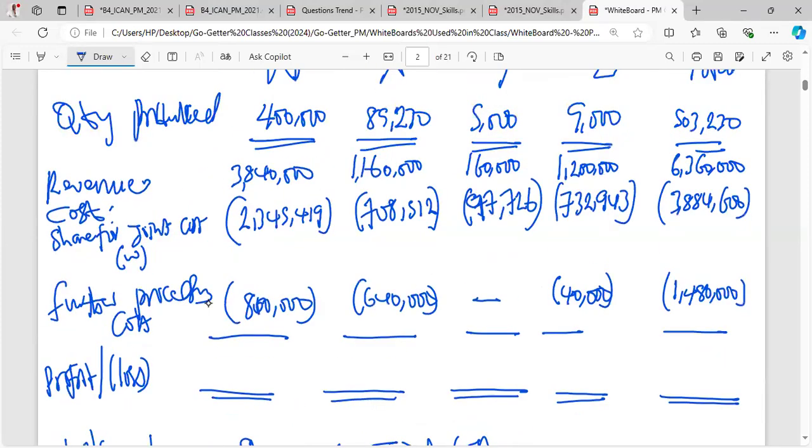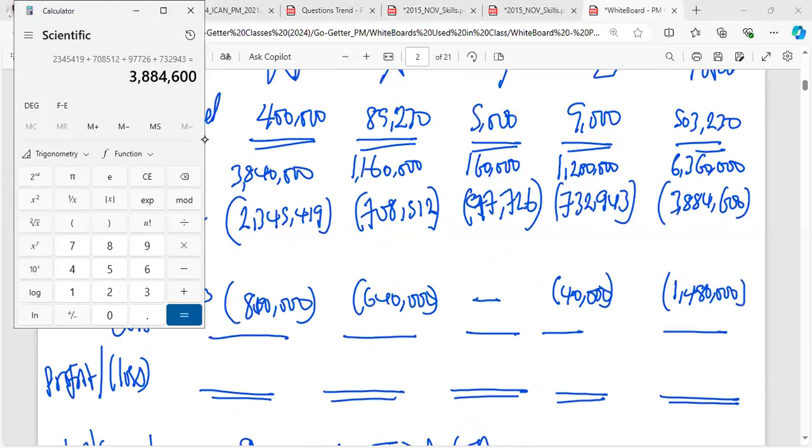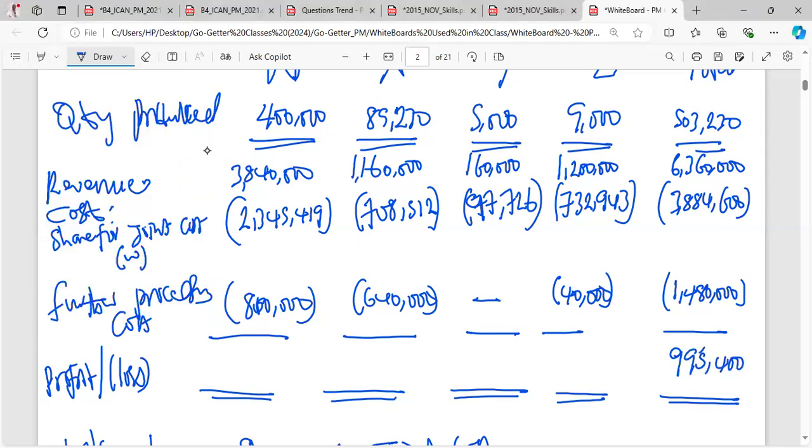Okay. I have this cost here. So let me just put a minus sign before it. I will say minus 1,480,000, which is this one here. Then I'll plus the revenue here, 6,360,000. That will give me 995,400. This is the total revenue. Let's look at each of them individually.